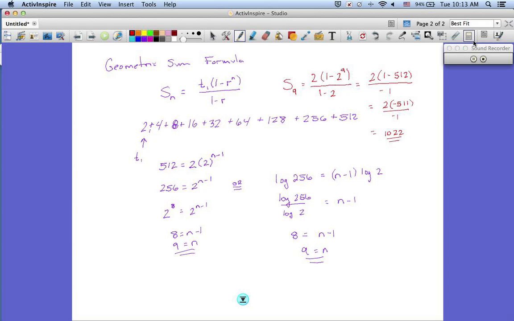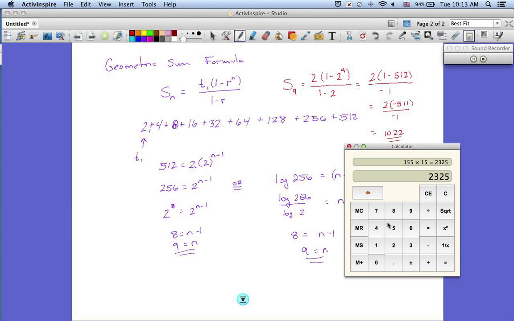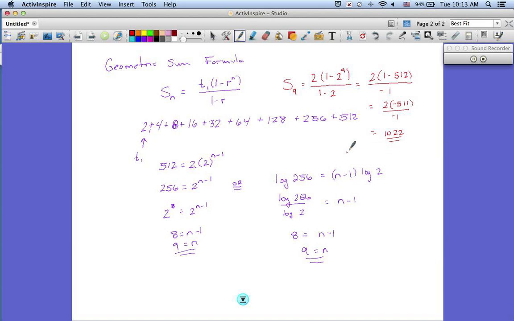1022. So if I would literally add these numbers up, let's make sure we're right here. Clear. 512 plus 256 plus 128 plus 64 plus 32 plus 16 plus 8 plus 4 plus 2. 1022. There we go. Confirmed. So here is your formula for a geometric series, how to add up a sequence of geometric terms. And as with all these formulas, you can be given the sum and be asked to find the first term. So remember, equations, formulas, they all work in both directions. So keep that in mind as well.